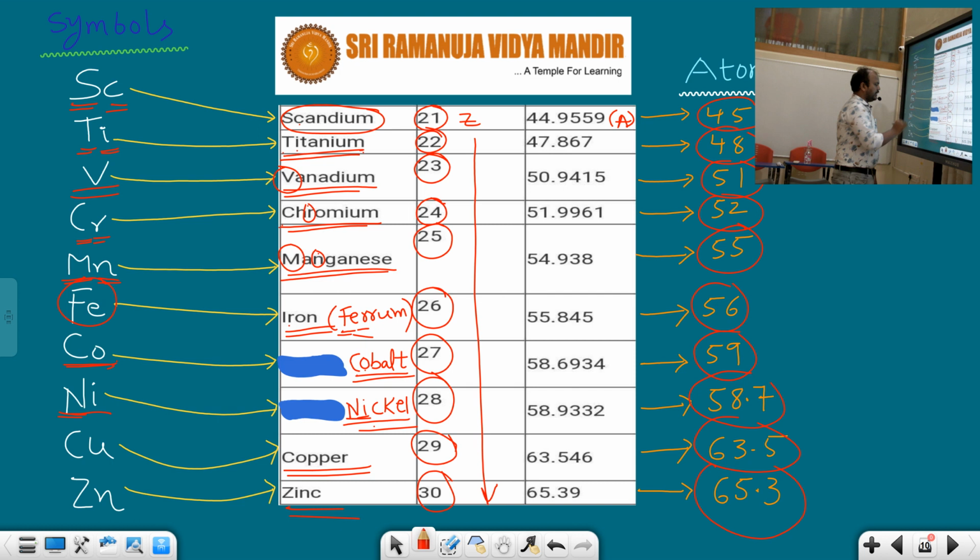Copper is derived from the Latin name cuprum. In cuprum, the first letter is C, second letter is U. But in the English name copper, the letter U does not appear. But since it is derived from the Latin word cuprum, the first letter is C, second letter is U, Cu. Zinc, the symbol is Zn. Zn is the symbol of zinc. So this is the data regarding elements 1 to 30.